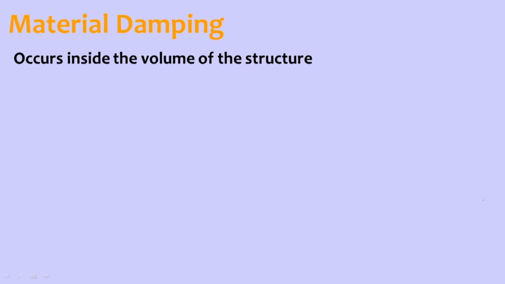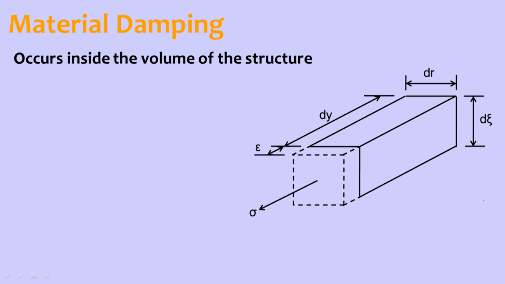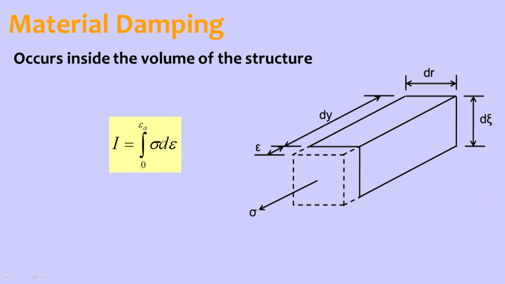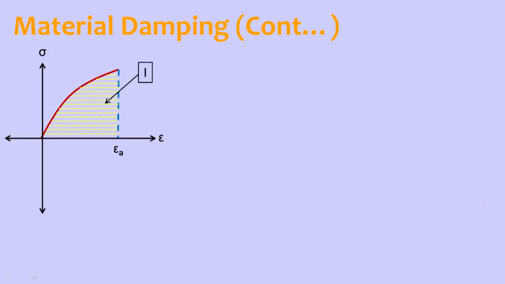And material damping. This material damping usually occurs inside the volume of the structure. It happens due to friction between the molecules of the structure, so we consider the entire volume to be responsible. So how is it calculated? If a load is applied on a material, this is a stress-strain curve, or you can call it a load-deformation curve. This is elastic energy, the energy stored in the system. Area 1 represents the energy stored in the system.